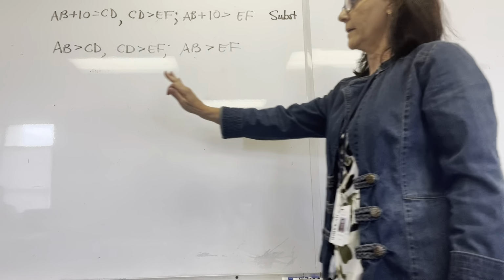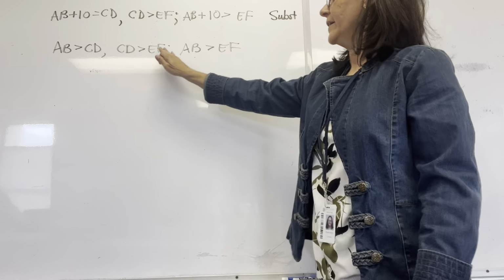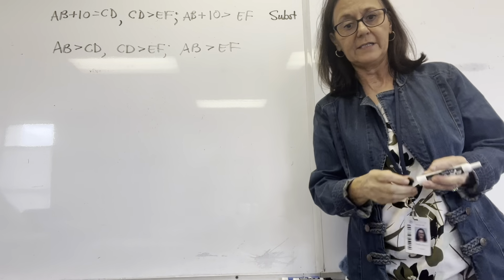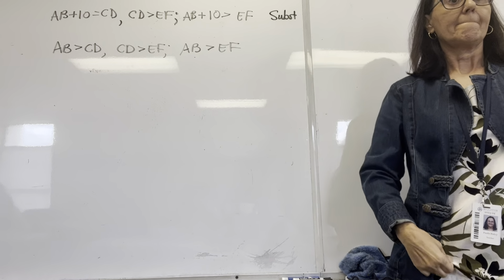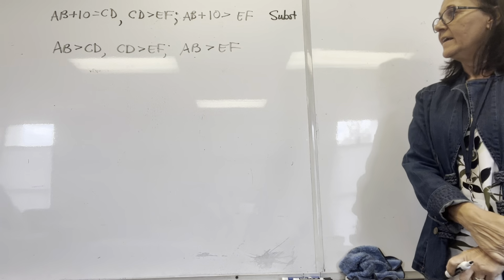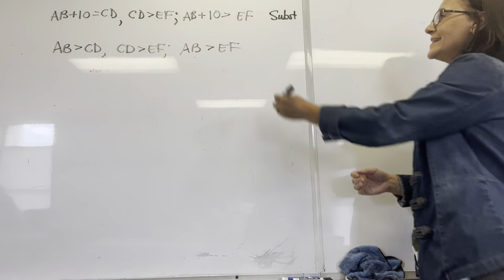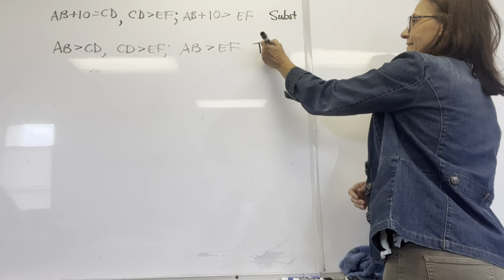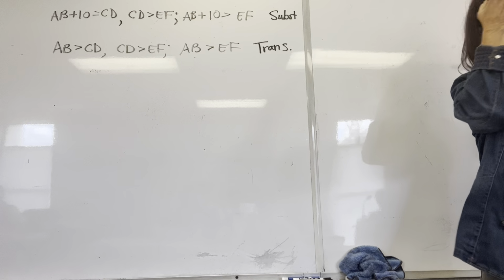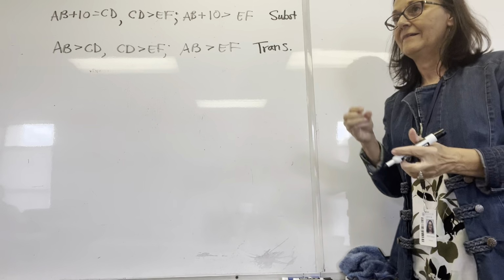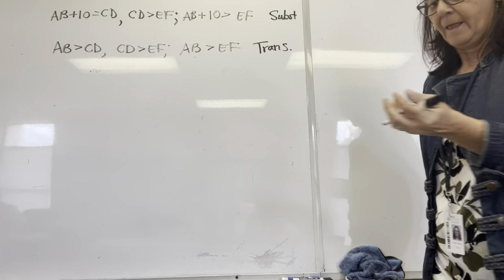All right, now look at the second statement. AB greater than CD, CD greater than EF, therefore AB greater than EF. What is that? It's not the addition theorem. It's transitive. Yeah. You see the difference? I made it up. That is transitive. All right.